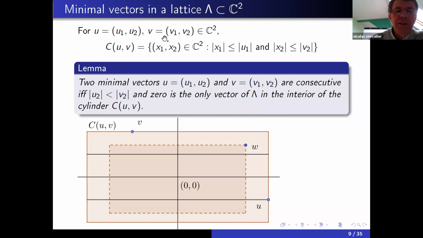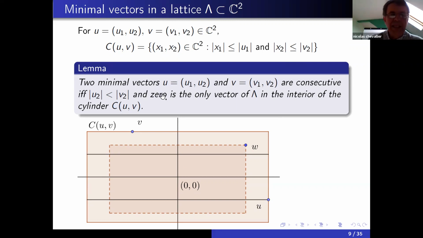If you have two vectors in C2, u and v, you can define the cylinder CUV, which is the set of x1, x2 in C2, such that the modulus of the first coordinate of x is smaller than the modulus of the first coordinate of u, and the modulus of the second coordinate of x is smaller than the modulus of the second coordinate of v.